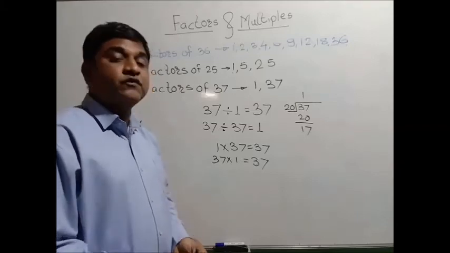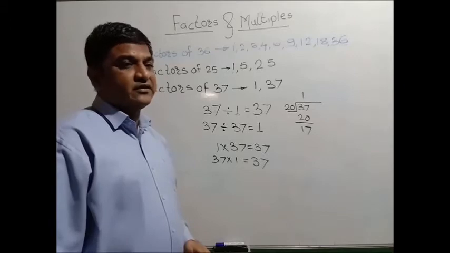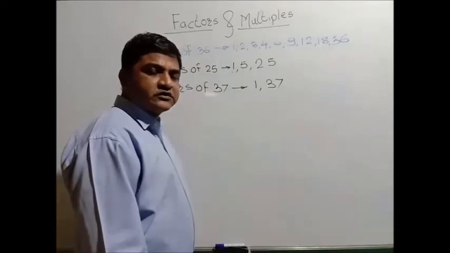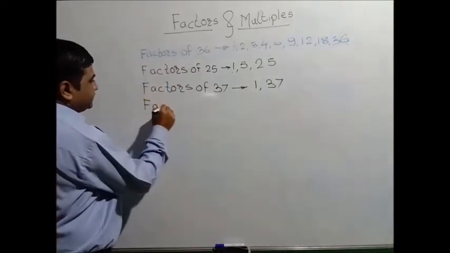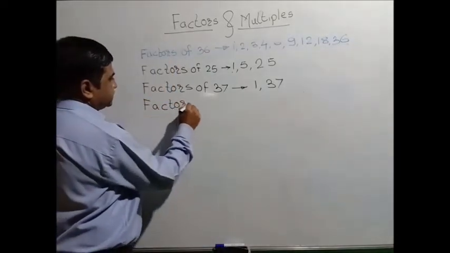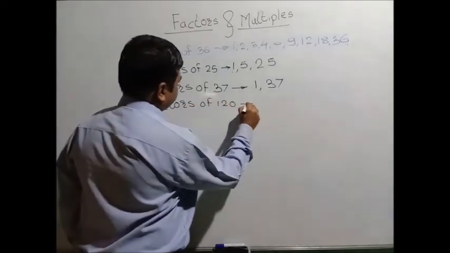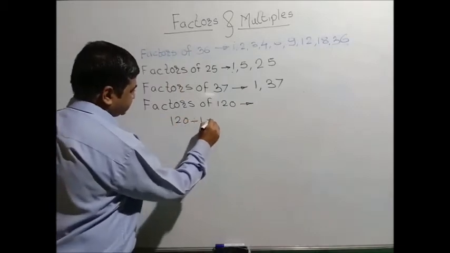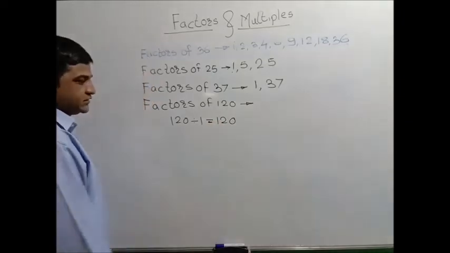Okay, we'll go for one more example and try to find out the factors, and later we will go for what is meant by multiples. Let us try to find out the factors of 120. First thing first, we will try to divide 120 by 1. Yes, it can be easily divided, and the quotient is 120, the number itself.